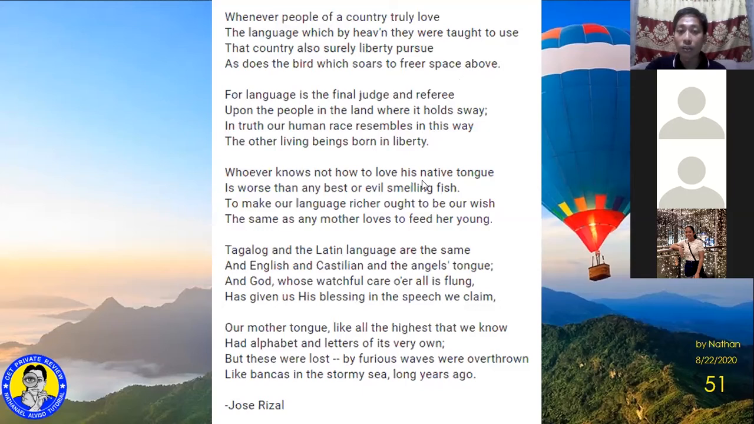Then whoever knows not how to love his native tongue is worse than any beast or evil smelling fish. To make our language richer ought to be our wish, the same as any mother loves to feed her young. So again, if you do not use the language, it will die, like the language Latin. To enrich your language, keep on using it. And we're fond of our language. In fact, we enrich it with our own versions. We have the gay lingo, the Sinech Ite.